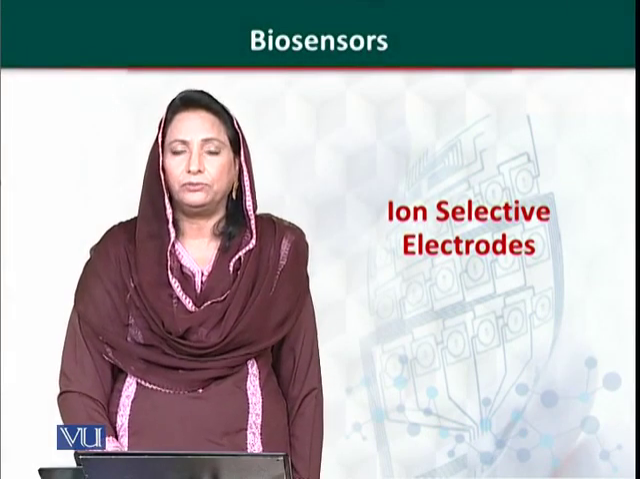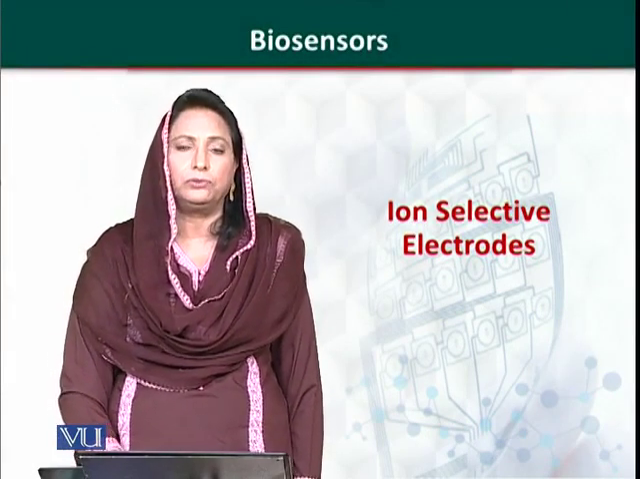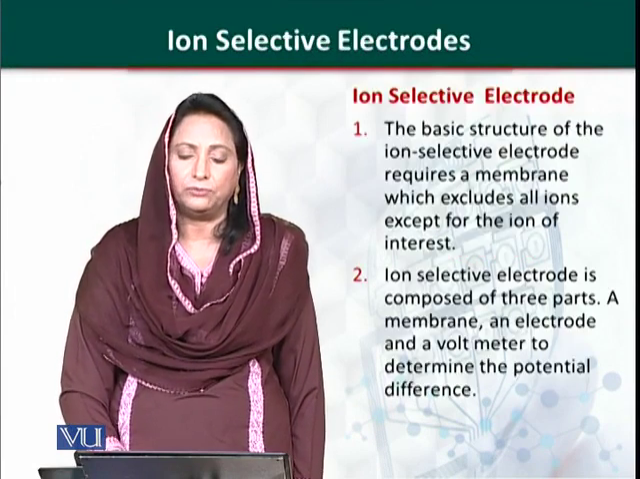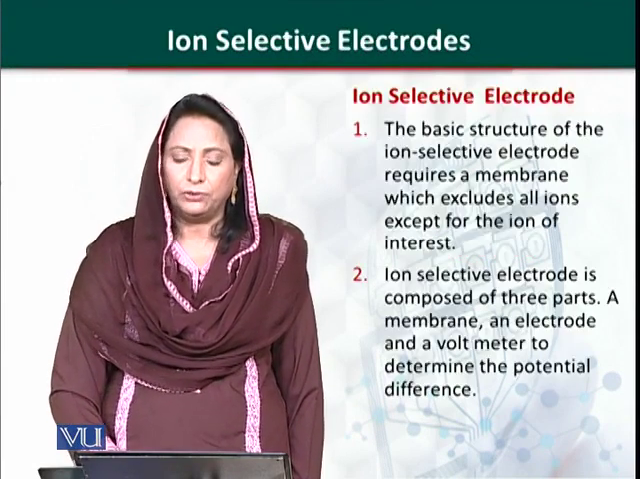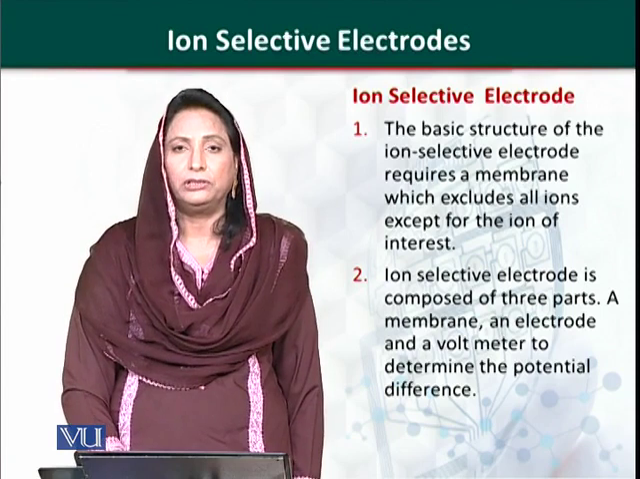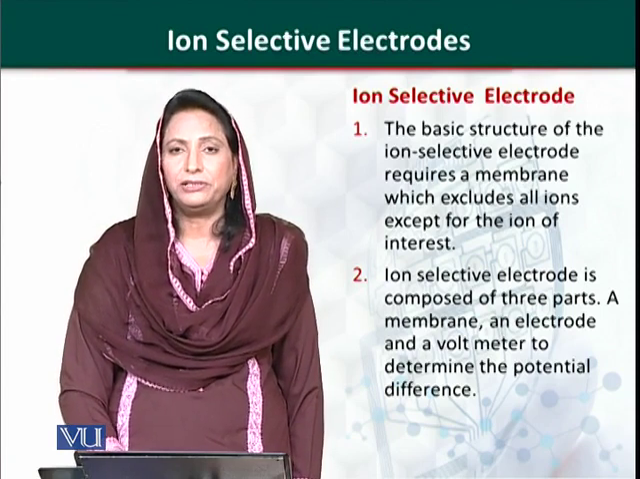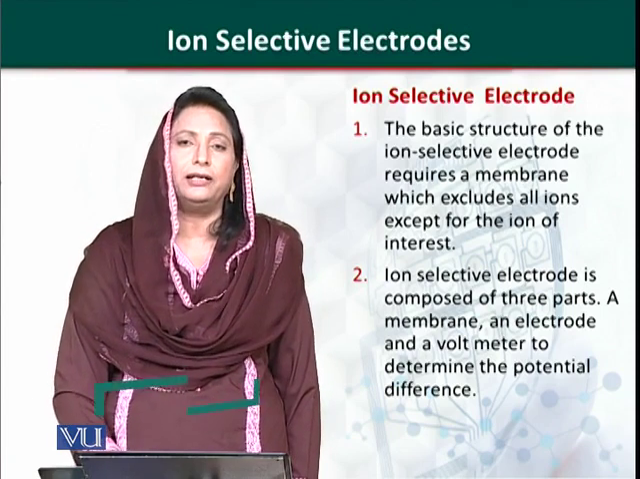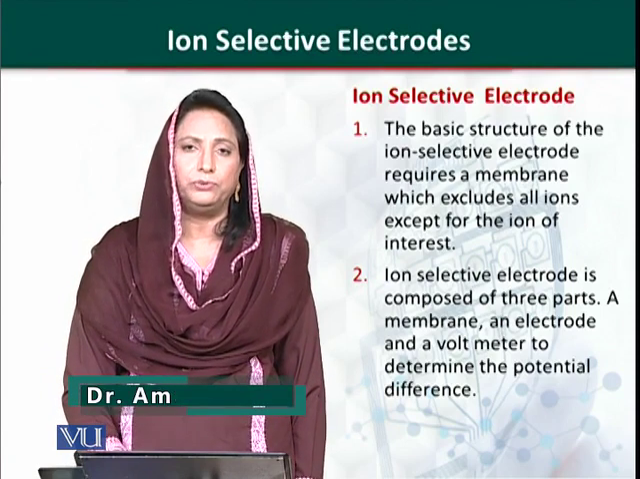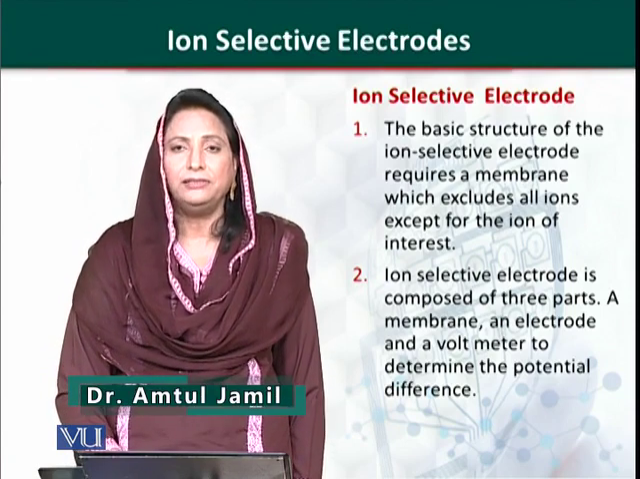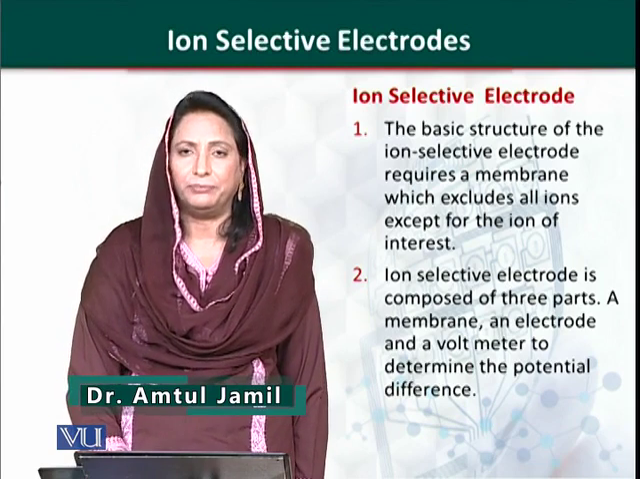Ion selective electrodes. Ion selective electrodes are also known as ion specific electrodes. The basic structure of the ion selective electrodes requires a membrane, because the potential difference generated in these electrodes is due to the specific ions. These ions are separated by these membranes.